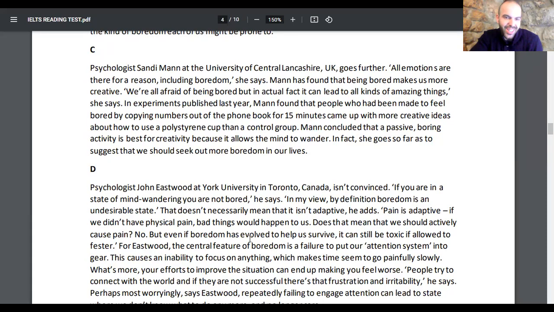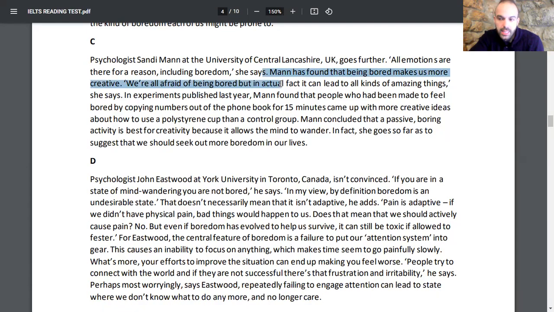Okay, guys, so how was it? Did you find the matching heading for paragraph C and D? In paragraph C, this paragraph is about the positive aspects of boredom. The findings of the psychologist Sandy Mann are discussed when it says Mann found. So it's starting with that sentence, by the way. The second sentence of the paragraph says Mann has found that feeling bored makes us more creative. We are all afraid of being bored, but in actual fact, it can lead to all kinds of amazing things.